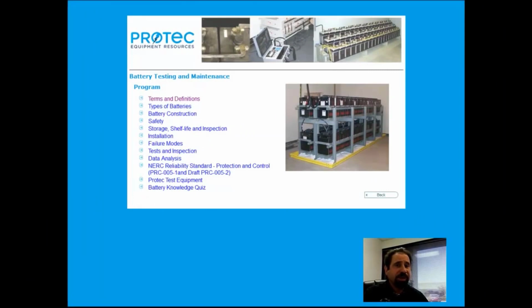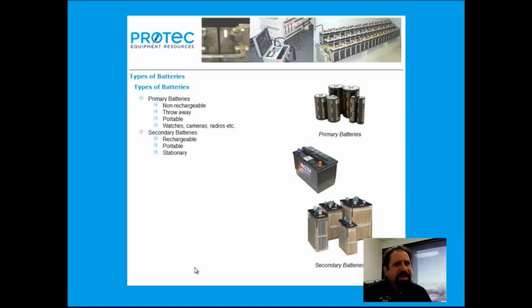Okay, next we're going to discuss types of batteries. We're going to keep it relatively simple. Primary batteries are typically your non-rechargeable, throwaway type of batteries, generally seen in watches, cameras, transistor radios, etc. The ones that we're going to be focusing on more in this webinar are the secondary batteries. Secondary batteries are the rechargeable style batteries. They can either be portable or they can be stationary.